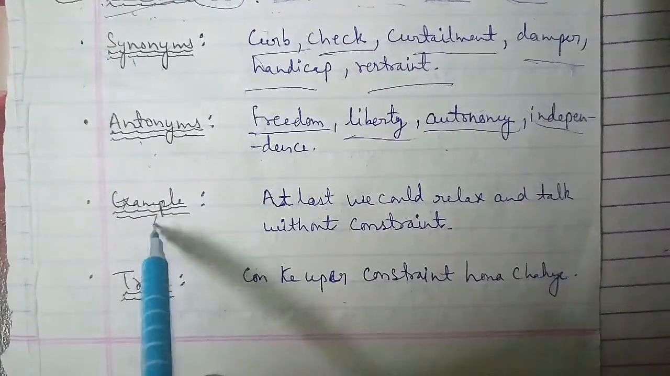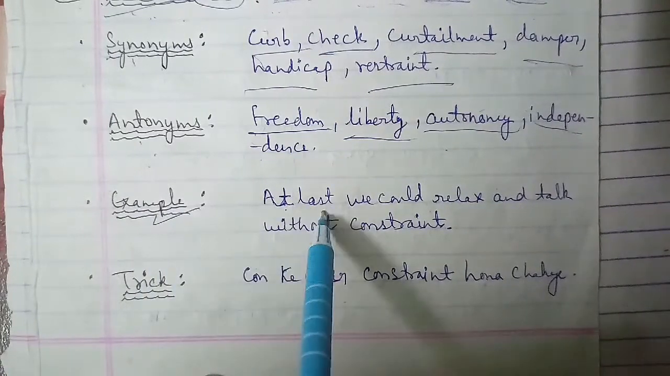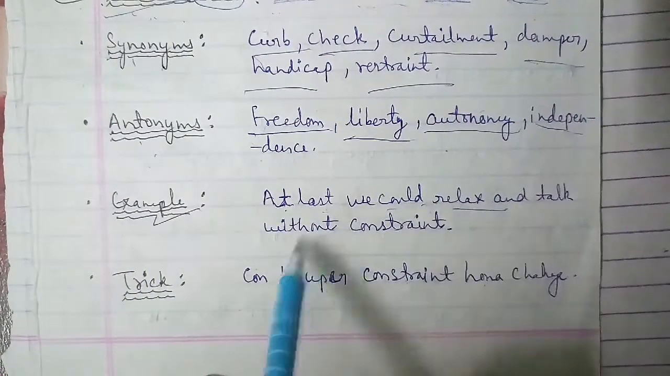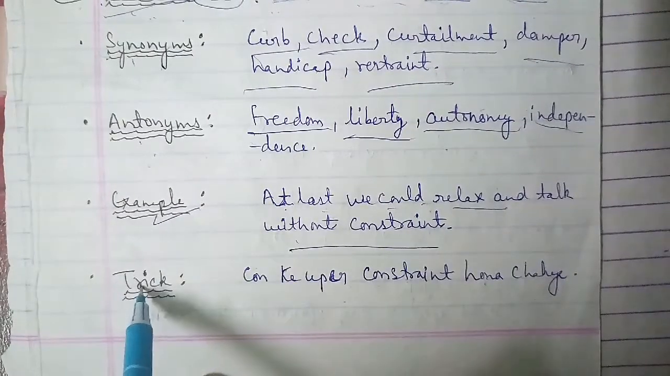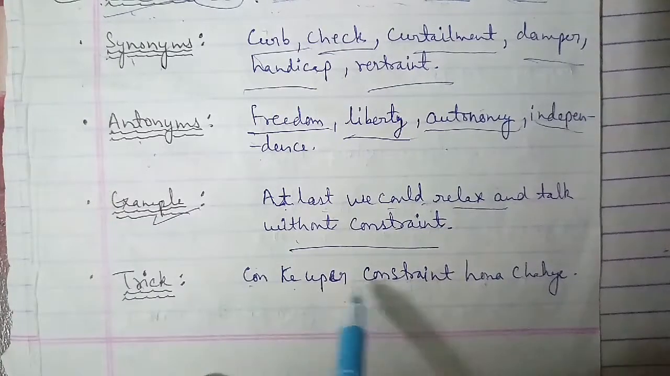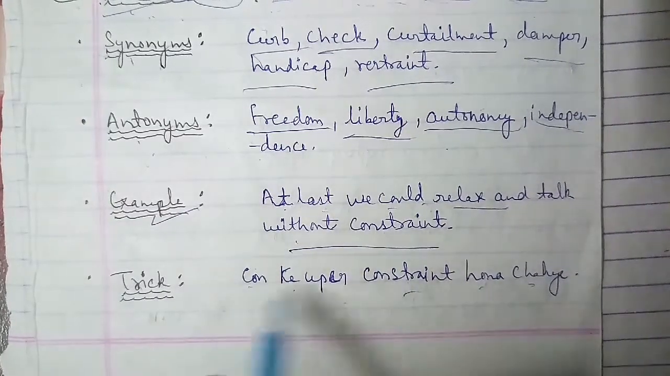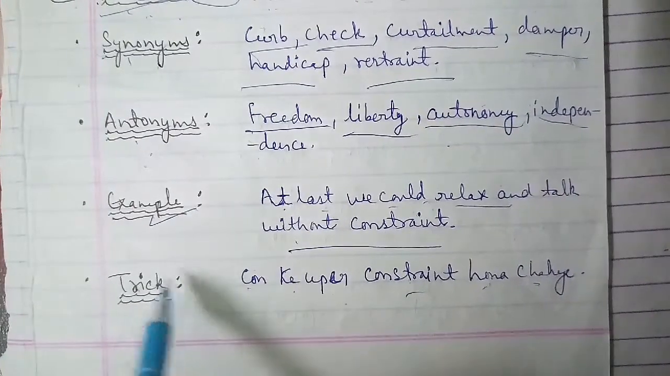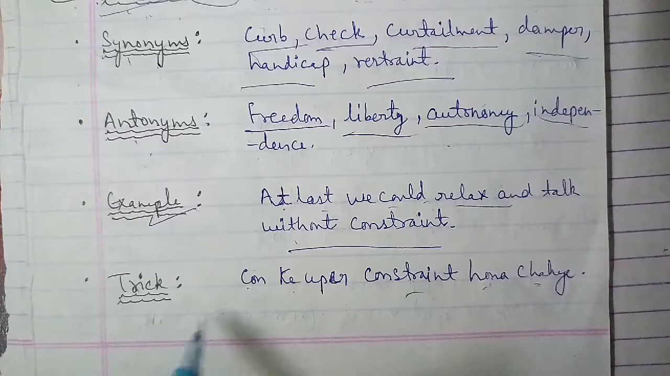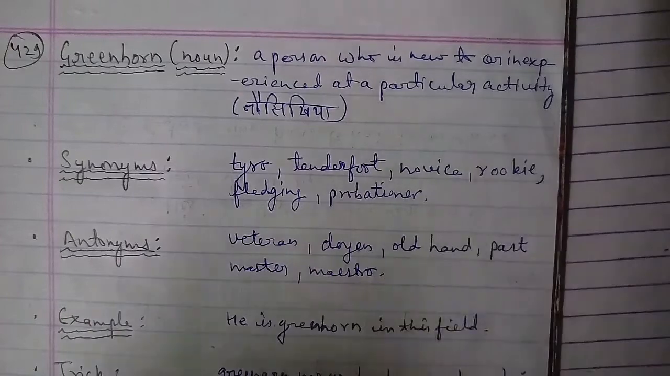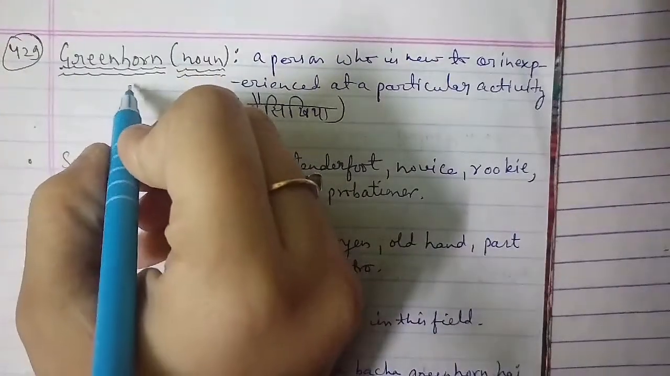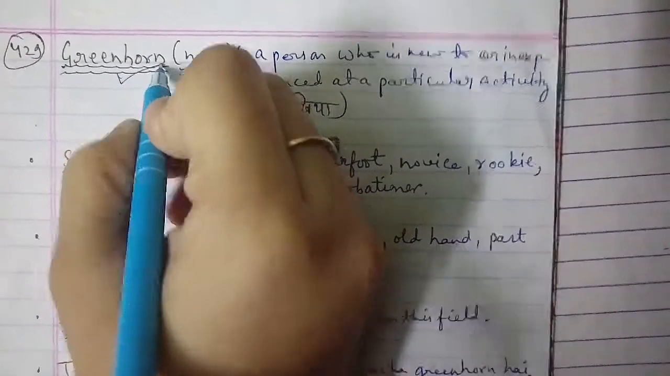As you can see, the next word is 429 and the word is greenhorn. Greenhorn is a word that is used as noun here, and the meaning of greenhorn is a person who is new to or inexperienced at a particular activity. तो greenhorn word हम तब use करते हैं जो कि noun की तरह use होता है. That means a person who is very new, और unexperienced है, जिसका experience नहीं किसी particular activity में, then we can use the word greenhorn there. जिसे हम कहते हैं नौसिखिया. That is the word, you can use the word greenhorn for that.